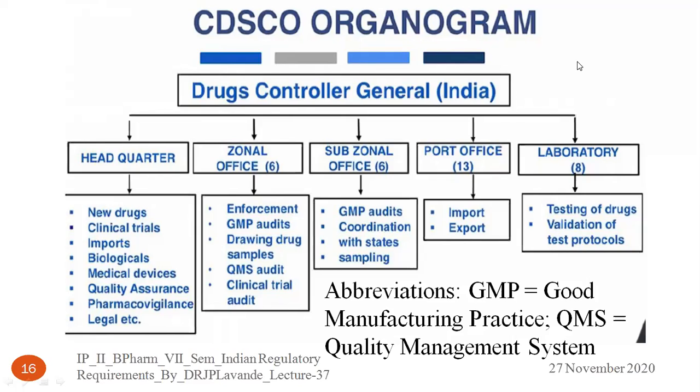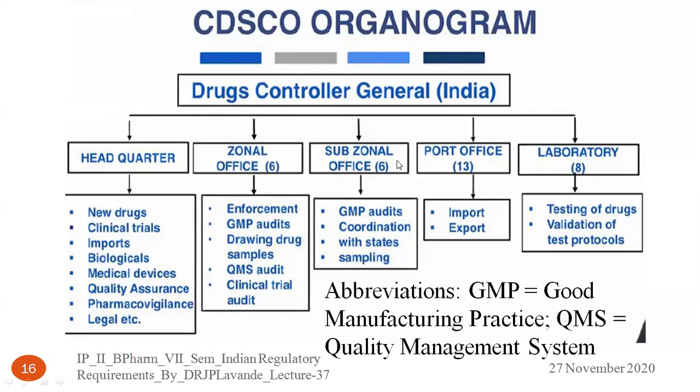The zonal offices, these are responsible for the enforcement functioning. They will perform the GMP audits. GMP stands for the good manufacturing practices. They will draw the samples. They will appoint the inspectors. Inspectors will collect these samples, and these samples are going to be tested at all these different laboratories through the zonal offices. This is responsible for the QMS audit, that is the quality management system audits, and the clinical trial audits. So all these functionings will be performed by all the 6 zonal offices.